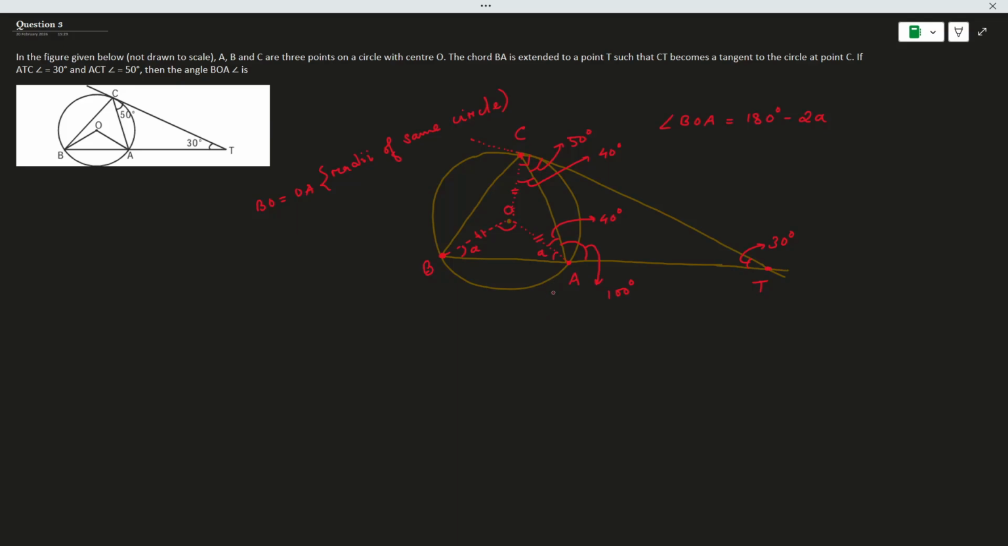Now look at this. Alpha plus 40 degree plus 100 degree equal to 180 degree. So from here I can say alpha equal to 40 degree, right? Alpha equal to 40 degree. Put alpha equal to 40 here. So 180 degree minus 2 times of 40 is 80 equal to 100 degree. Okay, pretty simple question. So the answer will be 100 degree.